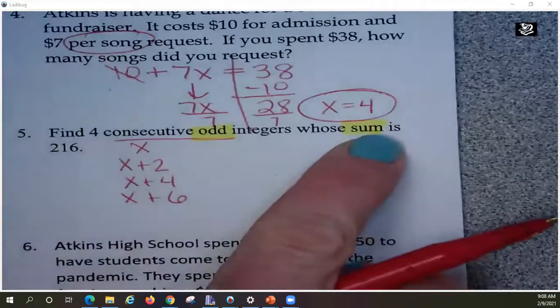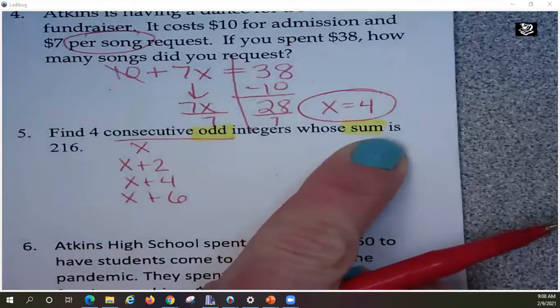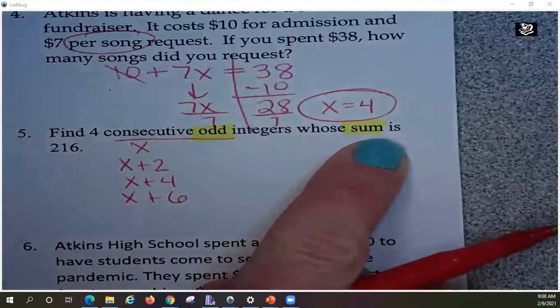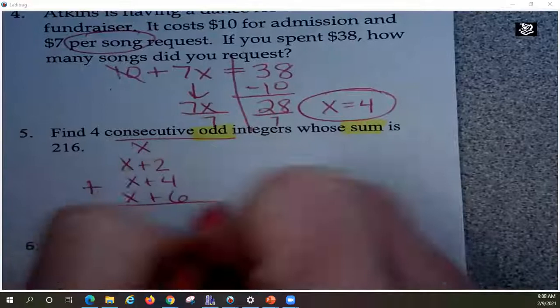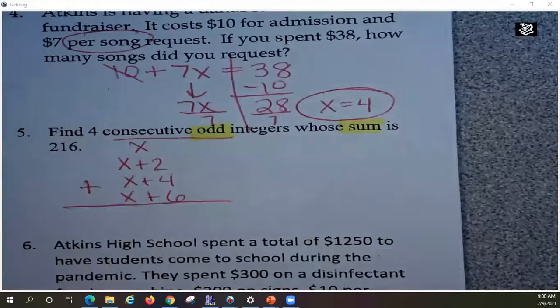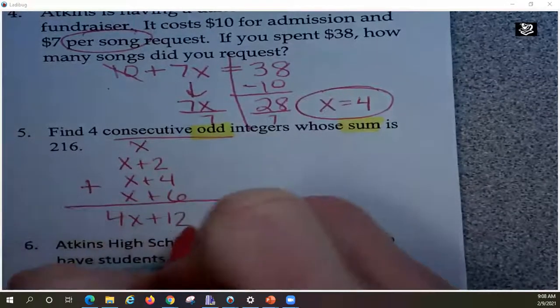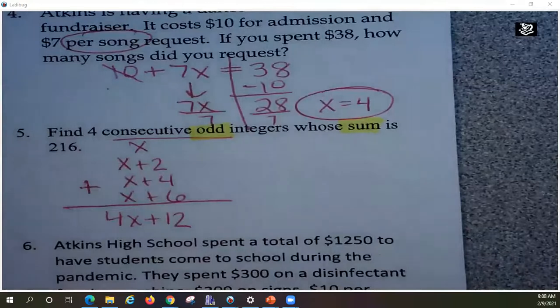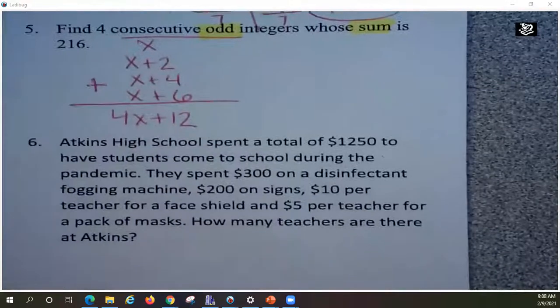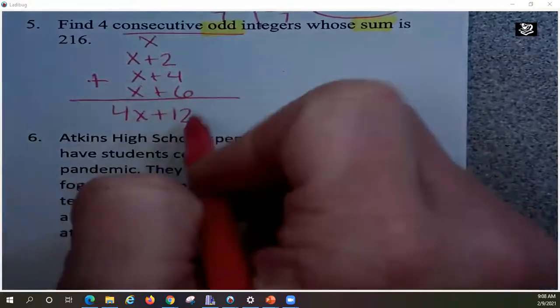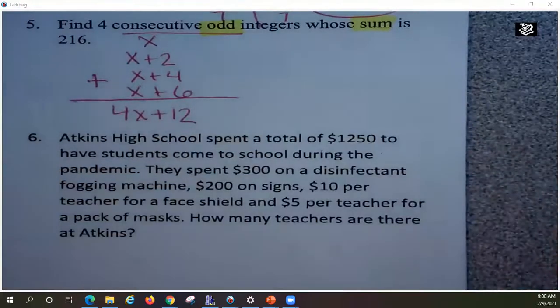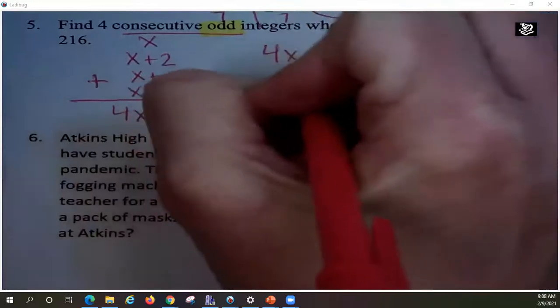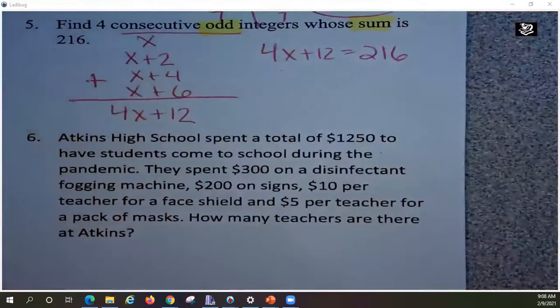Charlotte, what does sum mean to do? Add. Thank you. So I'm going to add them up. Allison, what do I get when I add them up? 4x plus 12. Good. And Jordan, what else do I write down on this problem? Just finish the equation and say that equals 216. Thank you. Very good. You would put that it equals 216.